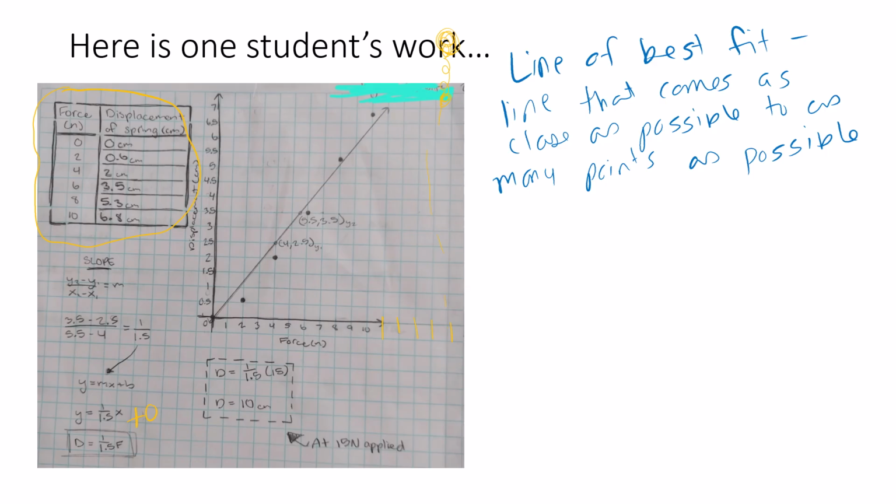And so she took her mathematical model that she created here. She plugs in 15 for the force, and then carries out that calculation and gets 10 centimeters, and she boxes that in and says displacement will be 10 centimeters at 15 newtons applied. And so that is the complete set of work, from gathering the data, looking at the graph, doing what's called, again, that line of best fit, and then finding the mathematical model for that. And what she did was she was employing the skill, write the equation of a line, given 2 points.